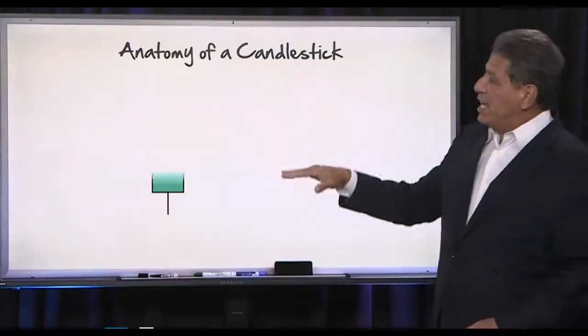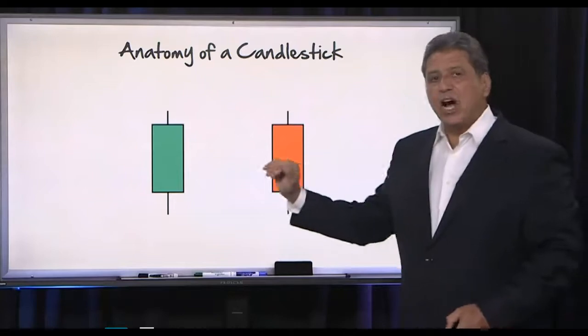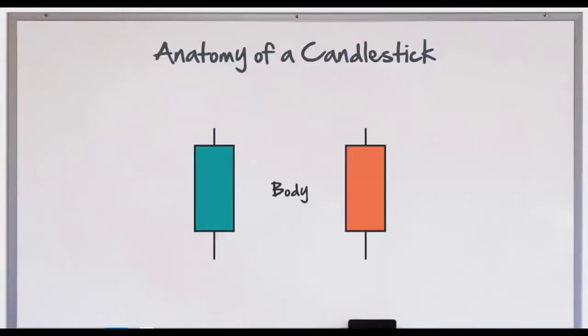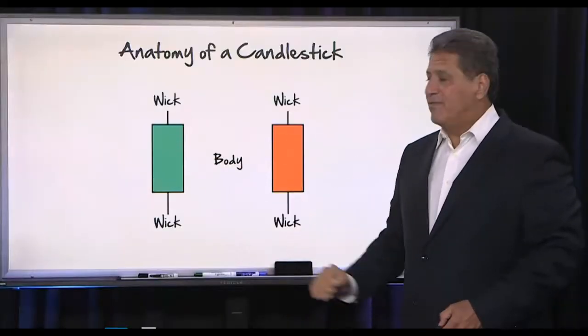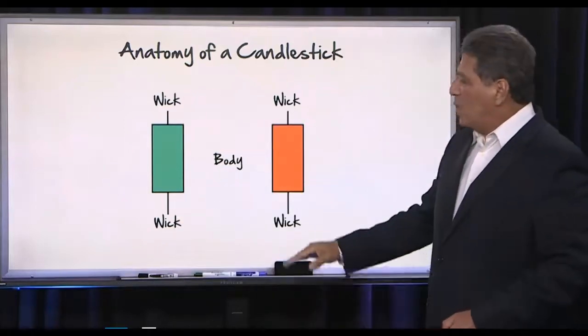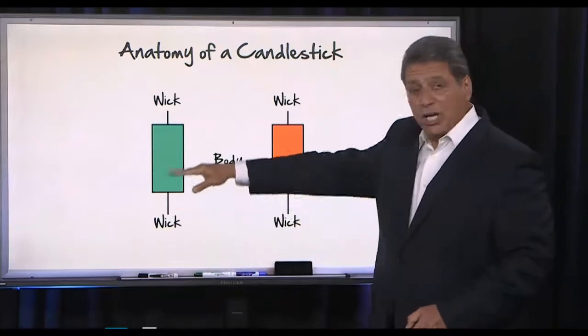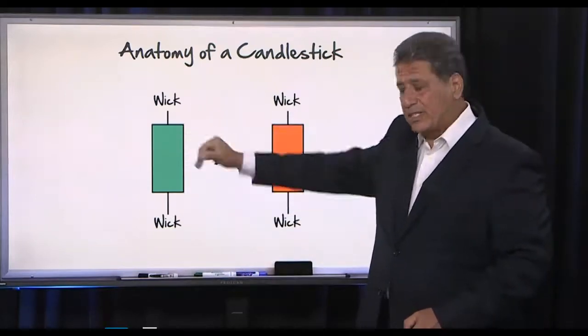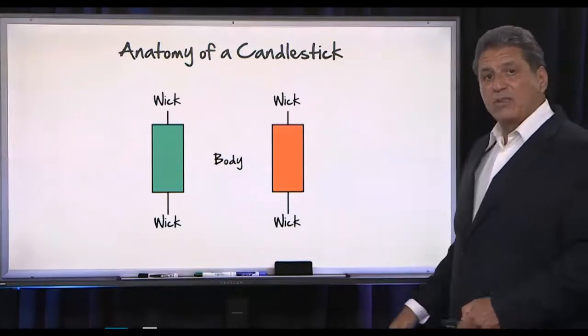Now, here's the anatomy of a Japanese candlestick. It really all begins with what are called bullish candlesticks, which are green, and if it's a bearish candle, it will be red. Now, the reason they are called Japanese candlesticks is because they literally look like a candle with actual wicks on the top and on the bottom. Envision this is just like a candlestick wick on the top, candlestick wick on the bottom. And so what happens is you have bullish candlesticks with wicks, and you have bearish candlesticks with wicks.